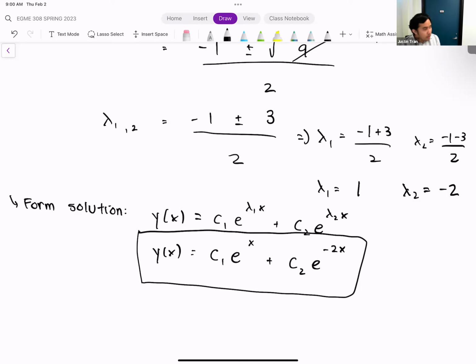All right. So that's our homogeneous solution. And if you'll notice here, it's still in terms of C1 and C2. Okay. And so to specify the values for C1 and C2, we need to apply our initial conditions.